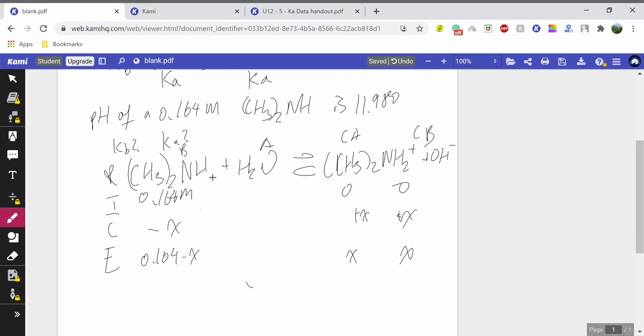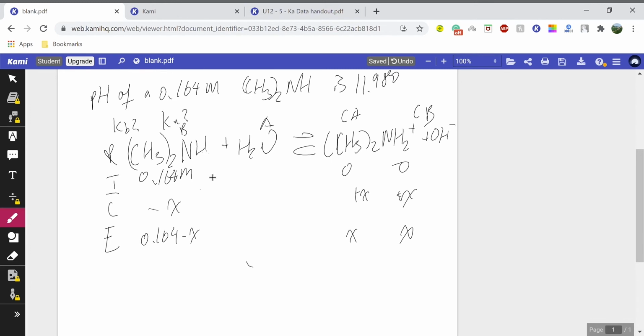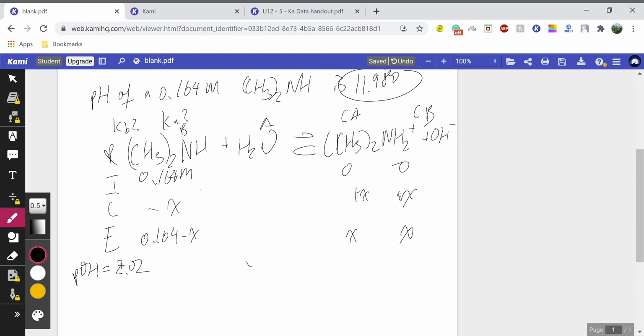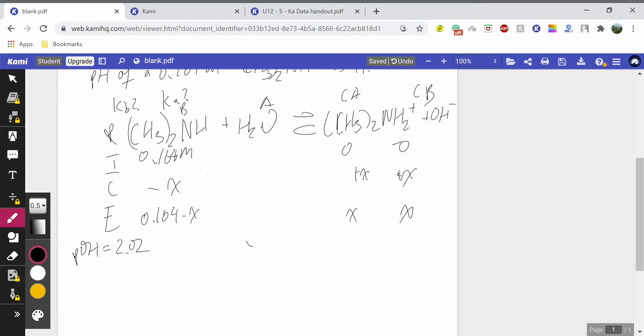Now we're given a pH. And we can find the pOH by subtracting the pH from 14. So 14 minus 11.980 gives us 2.02. So pOH is equal to 2.02. And now, the concentration of OH minus is equal to 10 to the negative pOH power. So now that we know the pOH, we can easily find the concentration of OH minus, which will be 10 to the negative 2.02 power.